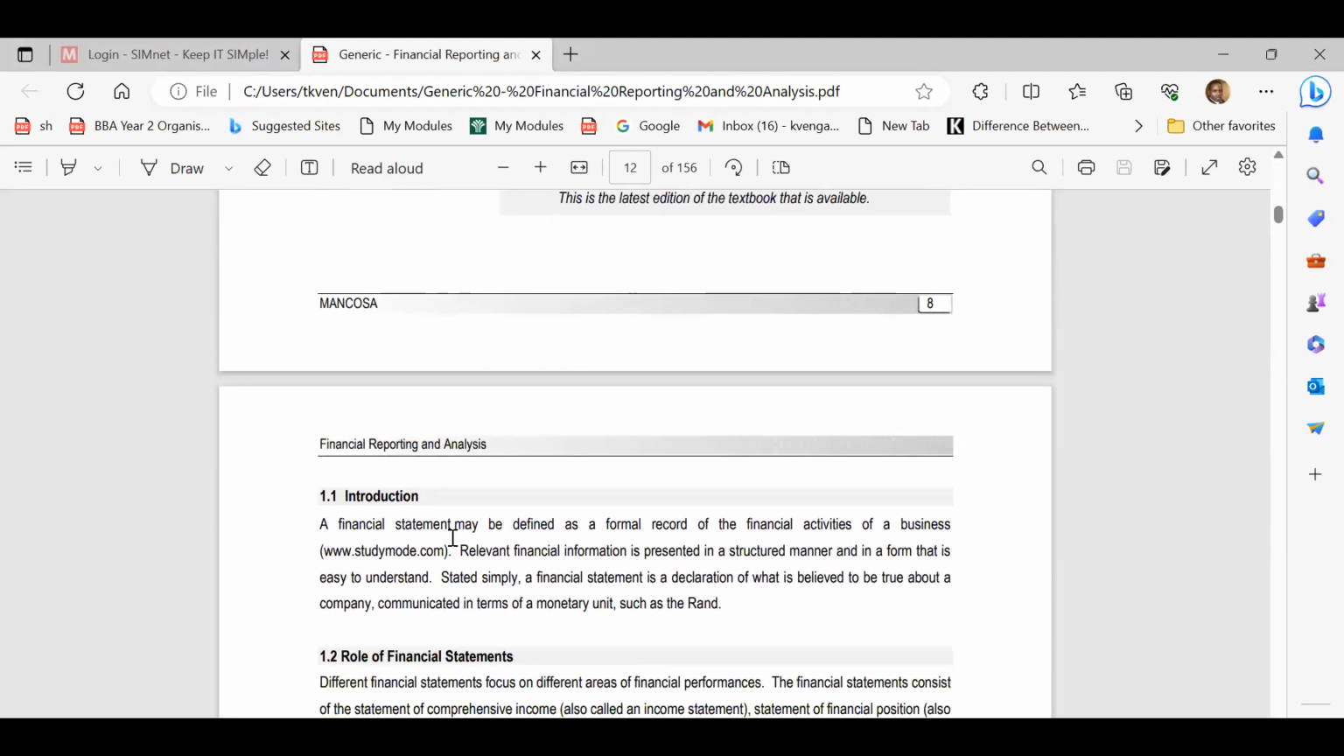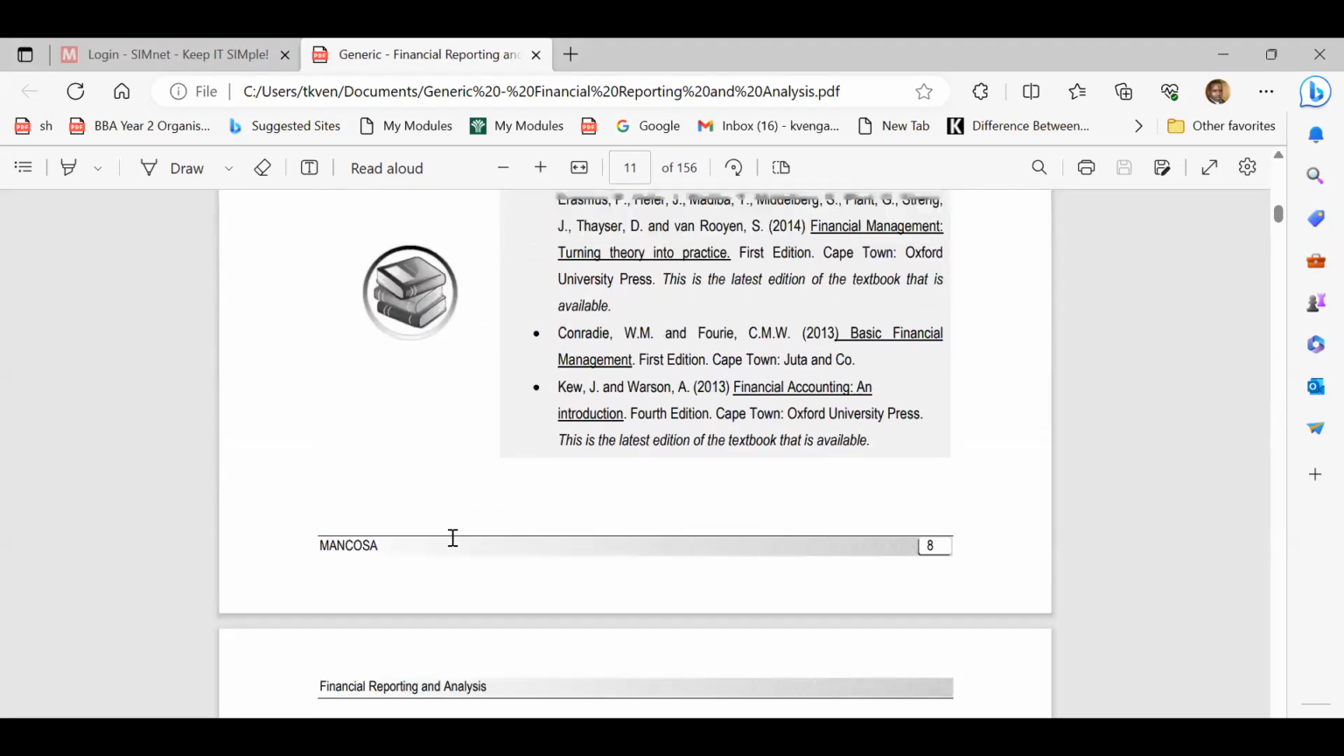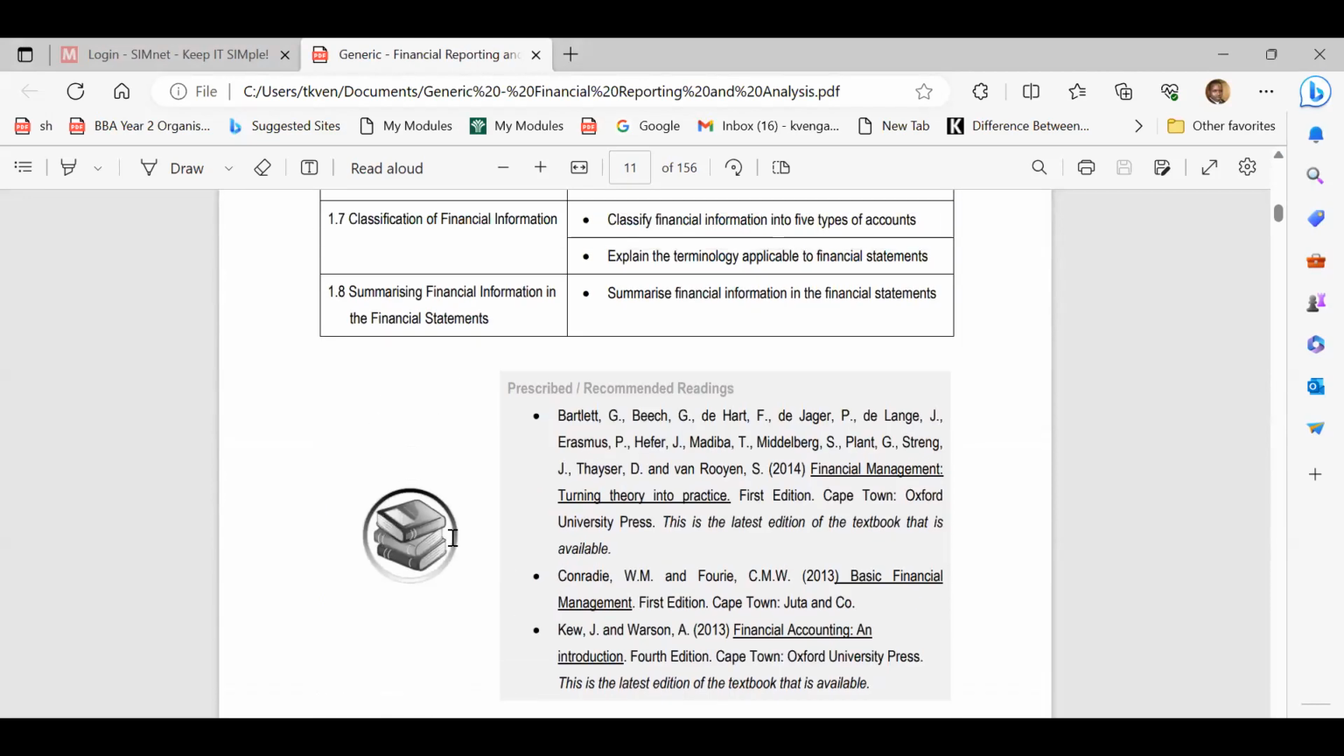Under 1.8, we are mainly going to focus on Monday on the income statement, the statement of comprehensive income. If you have time during the weekend, just browse through the statement of comprehensive income. That's what we are going to be doing on Monday. I'll also bring a past exam paper on Monday so that we can do it together, so that you can see how to do a statement of comprehensive income.